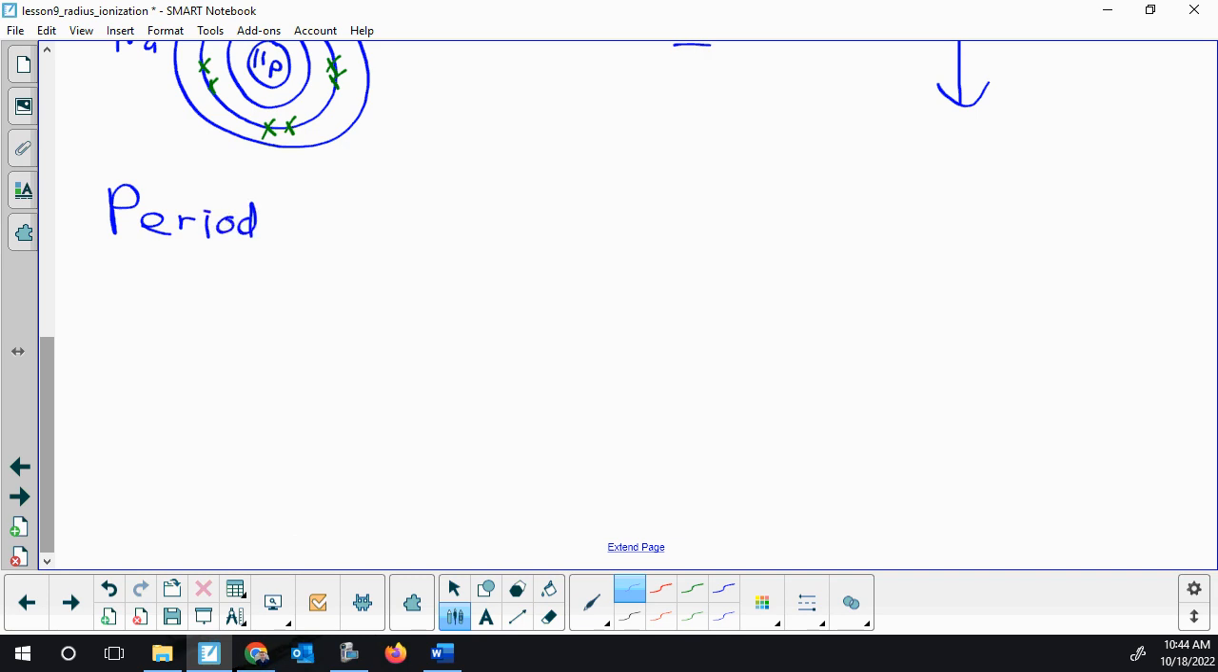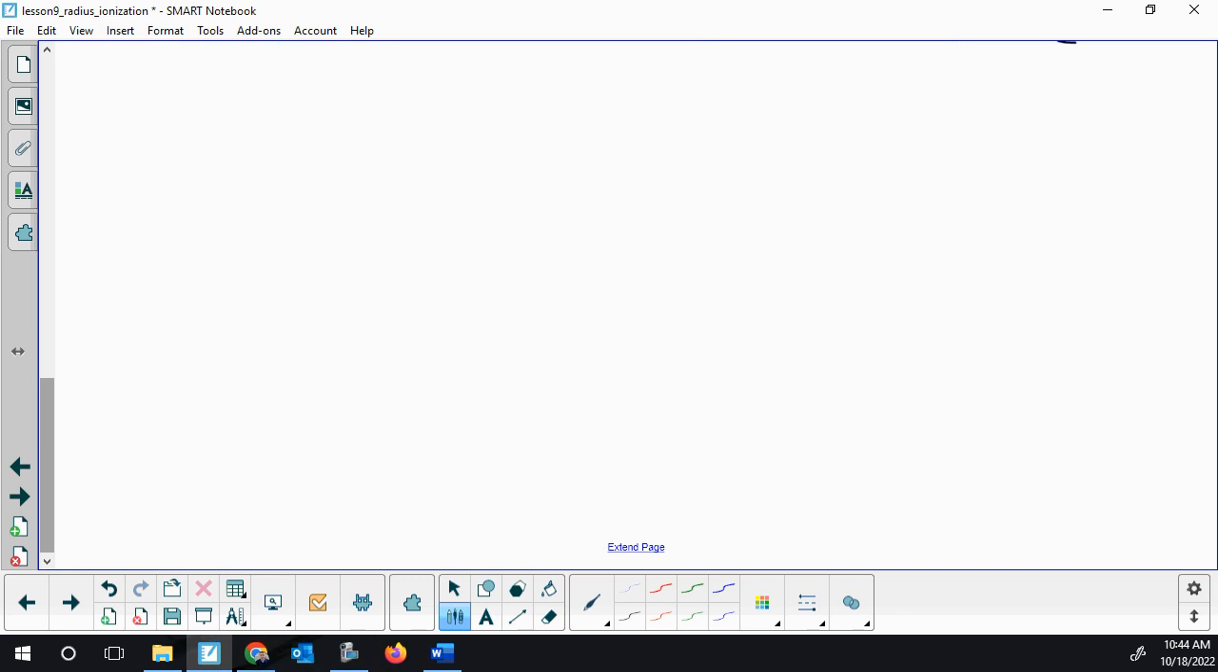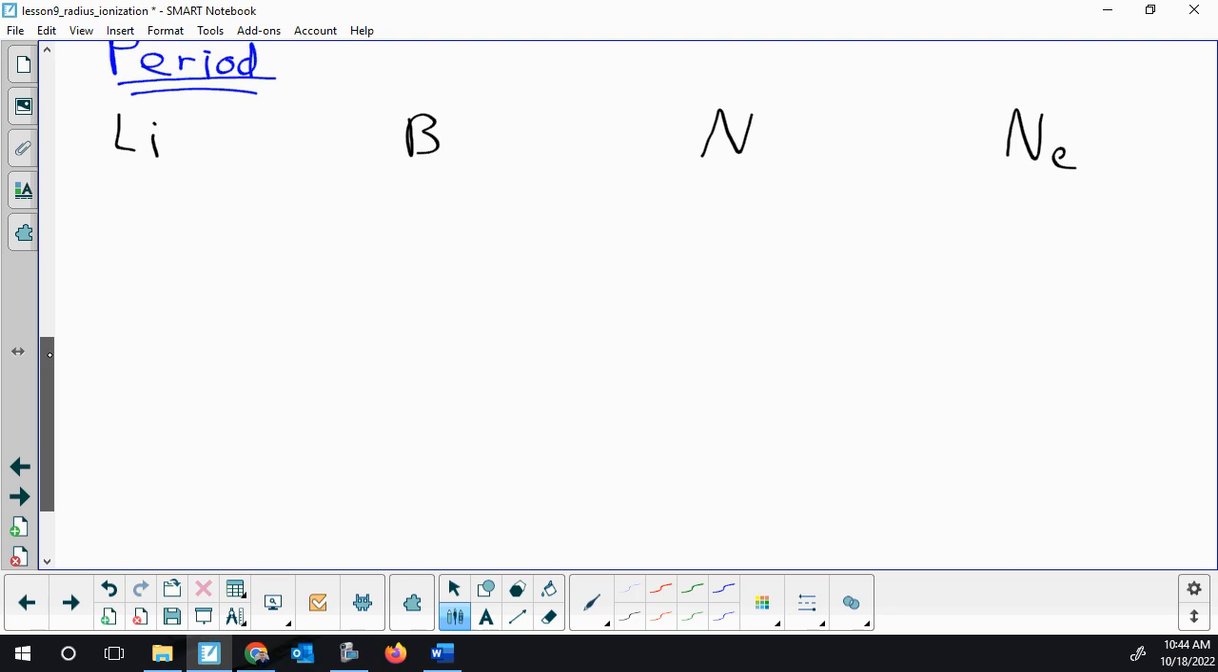We're going to look for period trends now. So we're staying in the same energy level. I'm going to draw 4, not all of them, across period 2. So I'm going to do lithium again, boron, nitrogen, and neon. And then we'll talk about what is going on. Is it staying the same, bigger, or smaller?